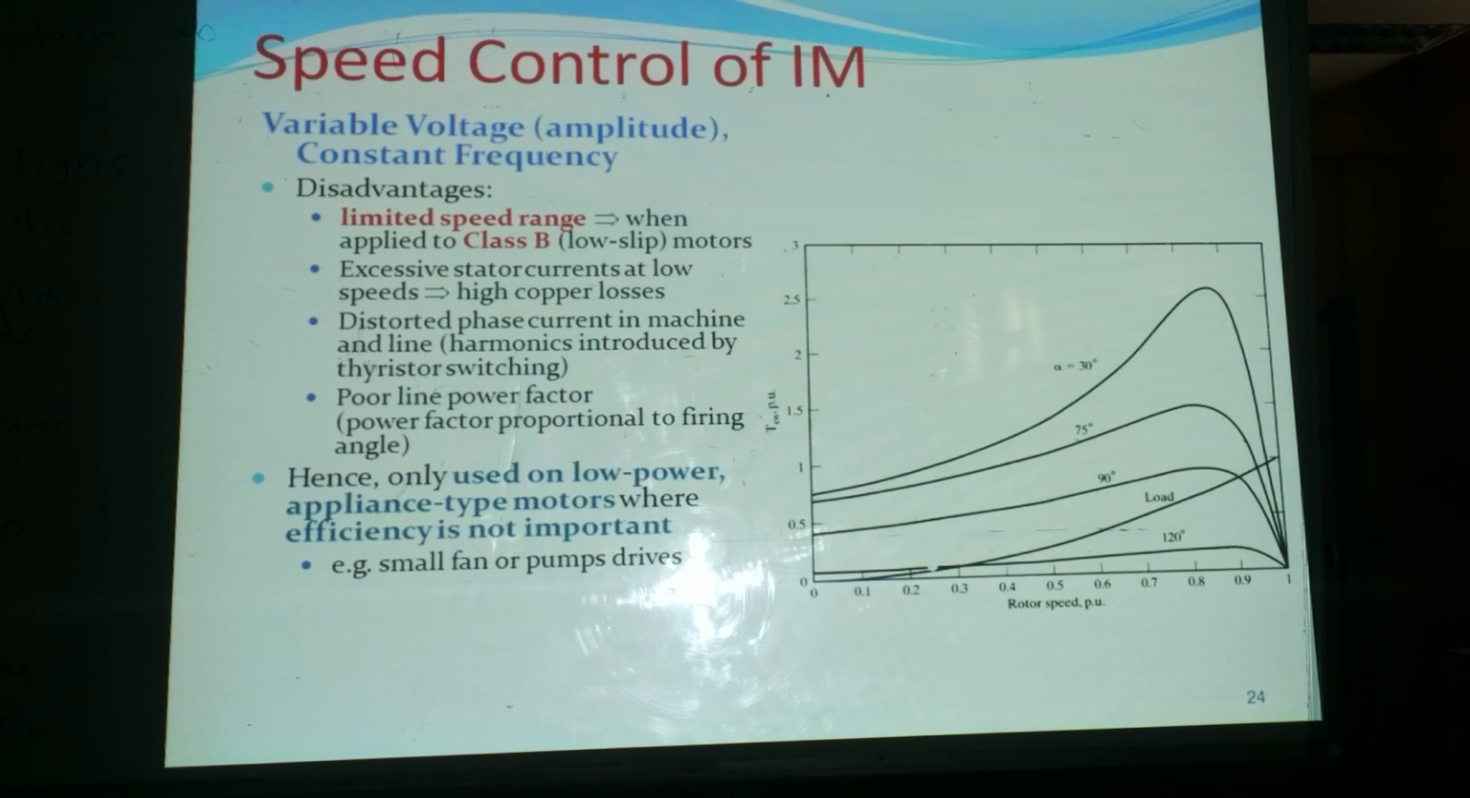Hence, this method is suitable only for low power appliance type motors where efficiency is not important, nothing but small fan and pump drives. In this case you can use the variable voltage, constant frequency speed control method.